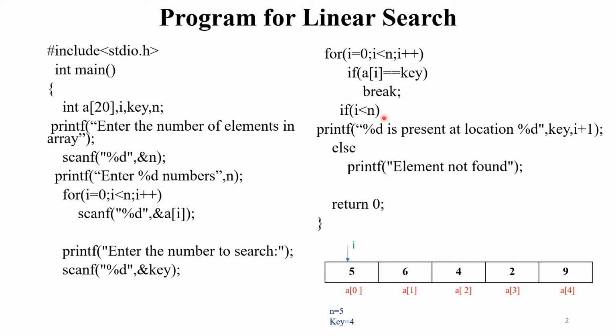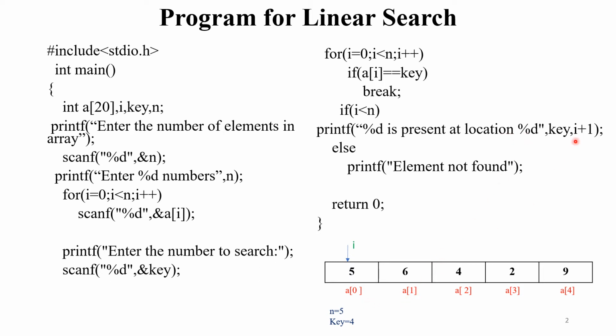Then we check the condition if i is less than n. Here i is 2, which is less than n. N is 5. This condition is true. Then we print here key. So in %d our key is 4. So 4 is present at location %d, that is i plus 1. So here i is 2. So 2 plus 1 is 3. So here the output is 4 is present at location 3.